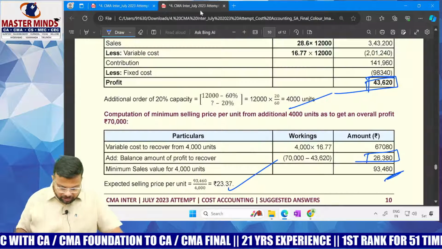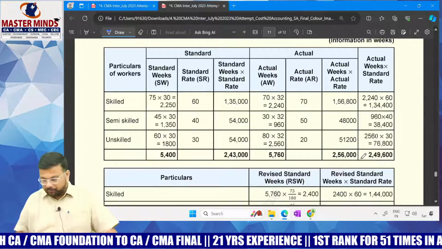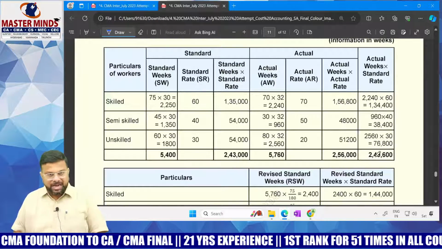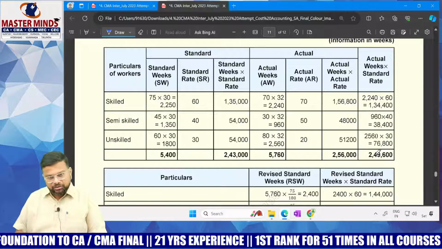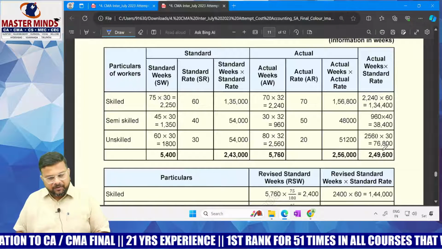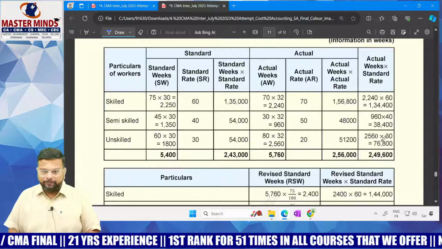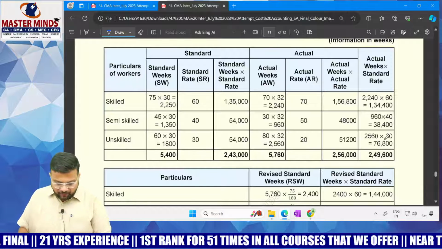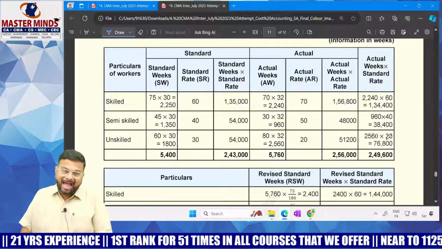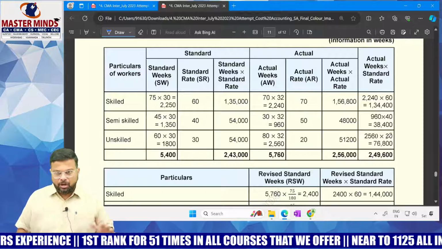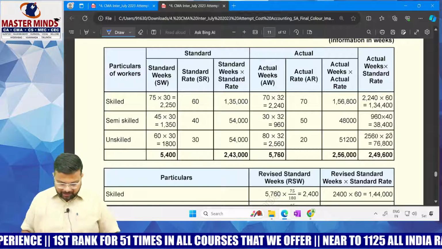Based on this information, what we will do is simply prepare a table. What is the table? This is the table. Standard weeks, standard rate, standard weeks into standard rate. How to calculate standard weeks? Number of employees into standard time allowed, that is 30 weeks per employee. When it comes to actual weeks, number of actual employees into actual weeks allowed. So based on that, we will prepare the entire table.